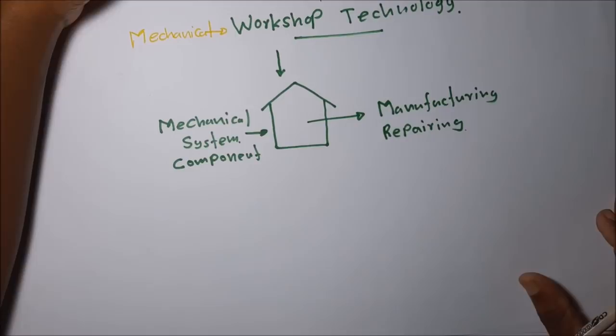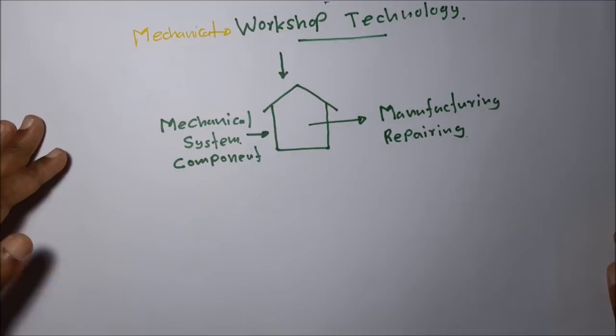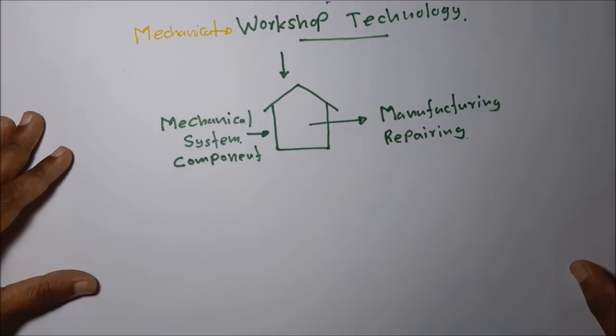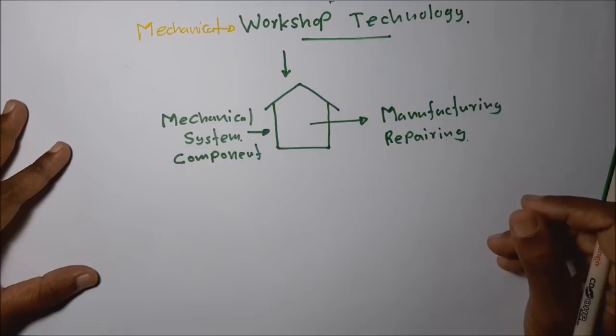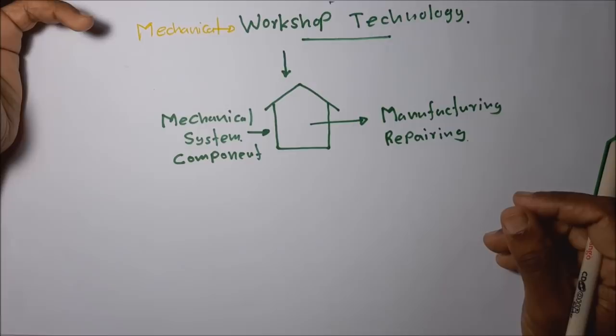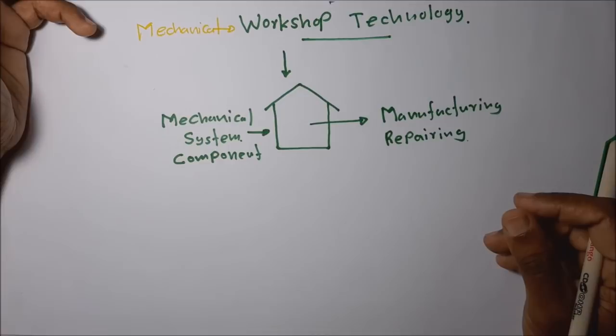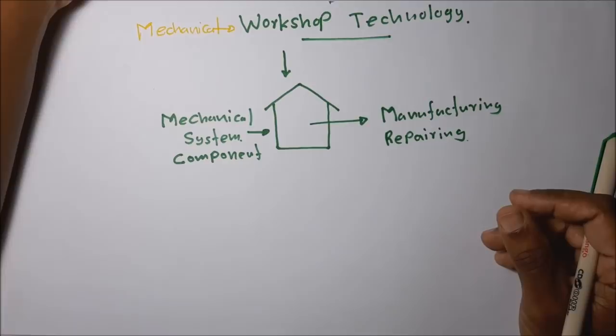What is the main structural component of the lathe machine? Lathe bed. The lathe bed is the main structural component of the lathe machine. All other components are mounted on this lathe bed. Then what are the other components of the lathe machine? Lathe chuck, headstock, tailstock, carriage, tool post, lead screw, gear wheels, all these are components of the lathe machine.